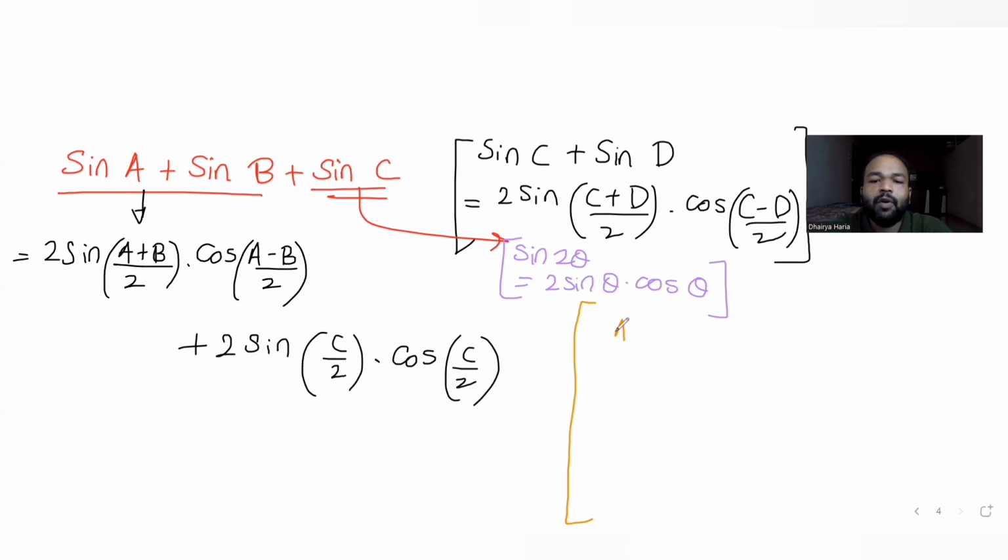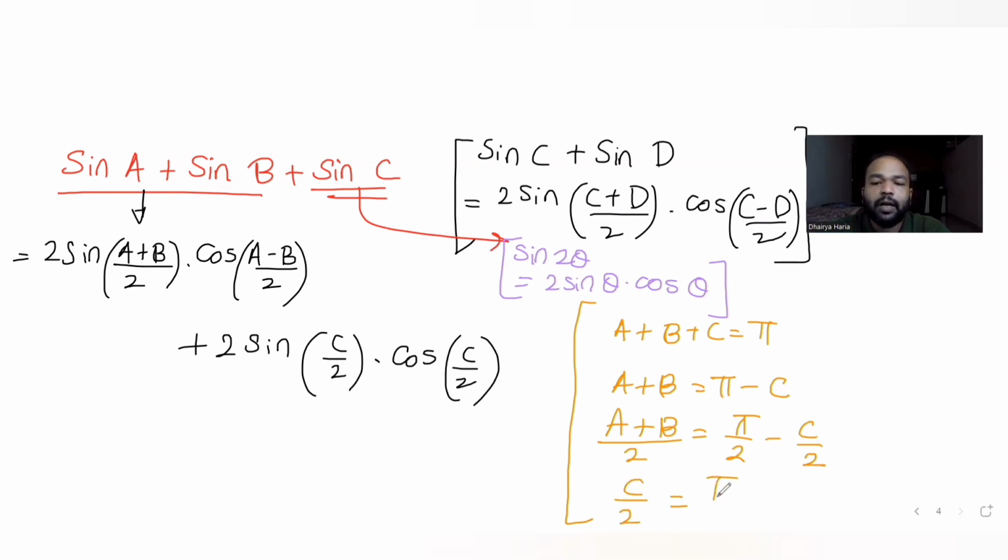We know the sum of all the angles is equal to 180 degrees, which is nothing but pi radians. So from here I get A + B = pi - C. Or if I want to write (A+B)/2 in these terms, I can write that as pi/2 - C/2. So that is 90 - C/2. Also C/2, if I write it, I get pi/2 - (A+B)/2.